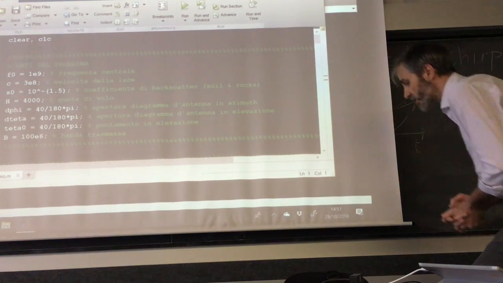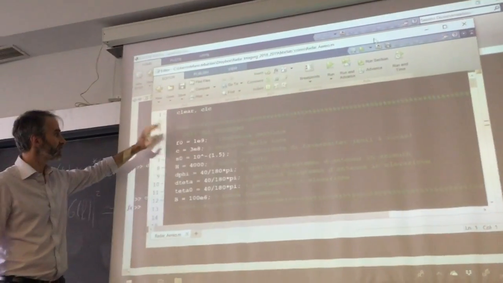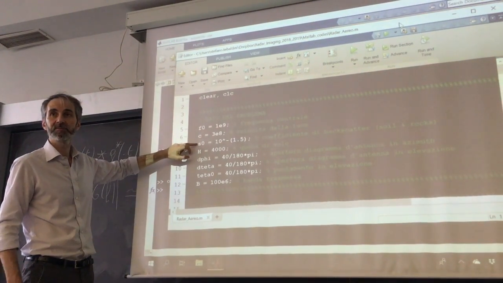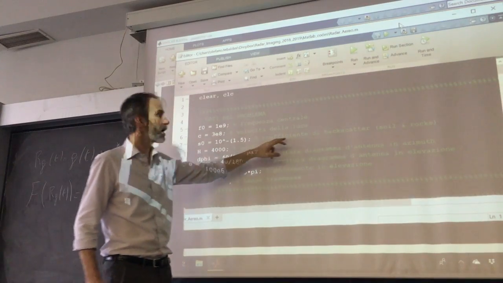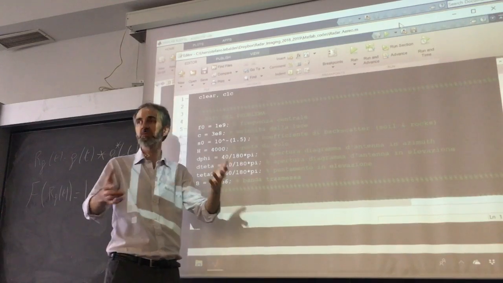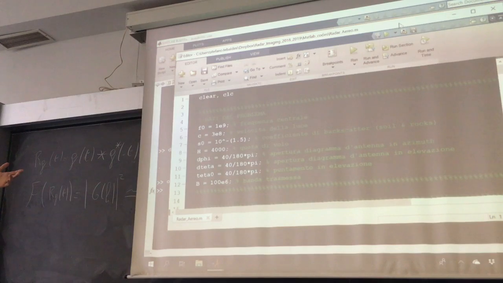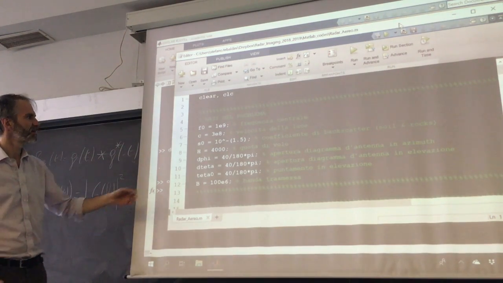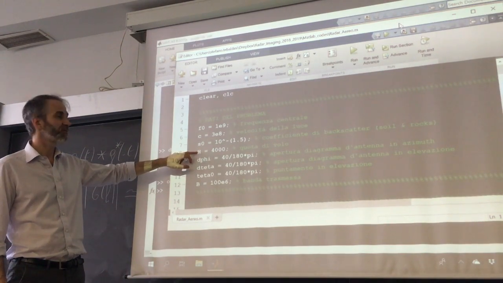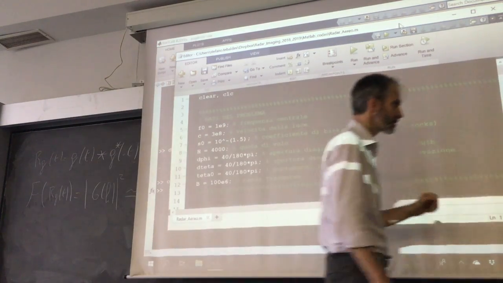Okay, so these are the data of your problem. This is your central frequency. This is the speed of light. This is the backscatter coefficient. In this case, this is typical for soil and rocks. So for this kind of terrain, you have a backscattering coefficient of some -15 dB, so it's 10 to the minus 1.5. This is your flight height.